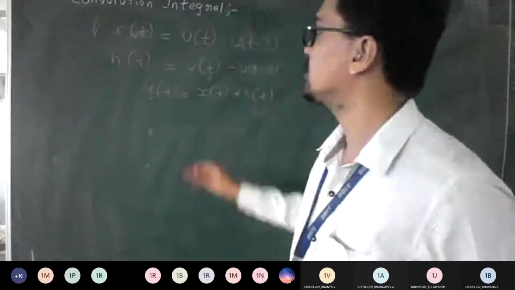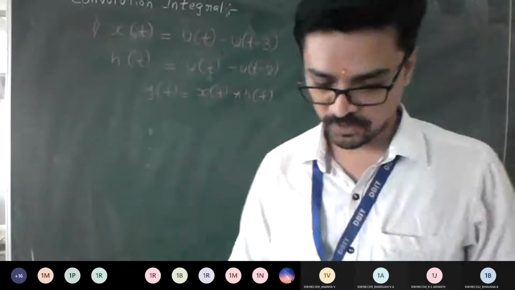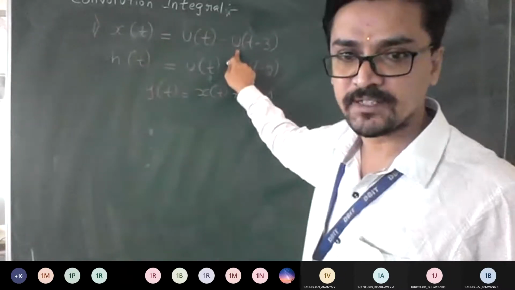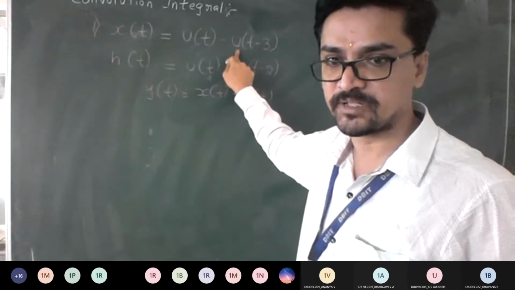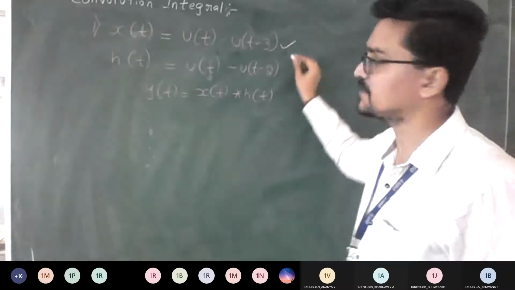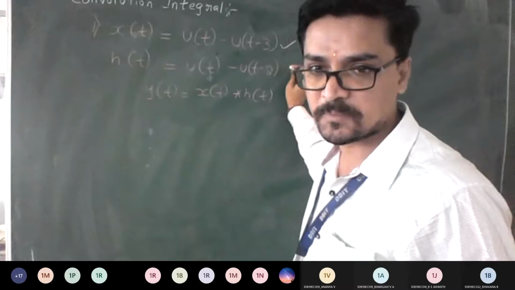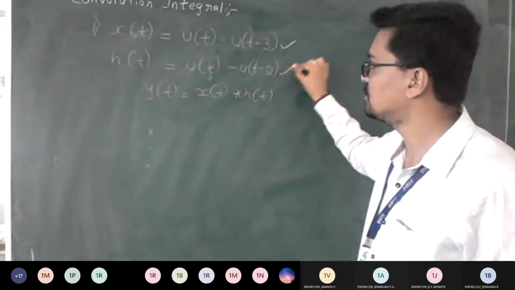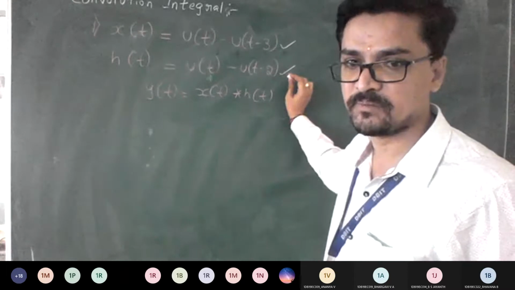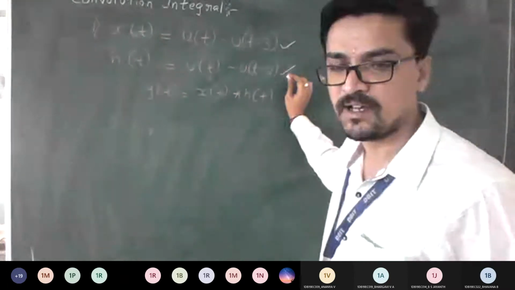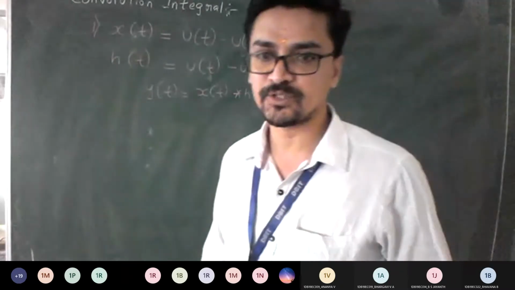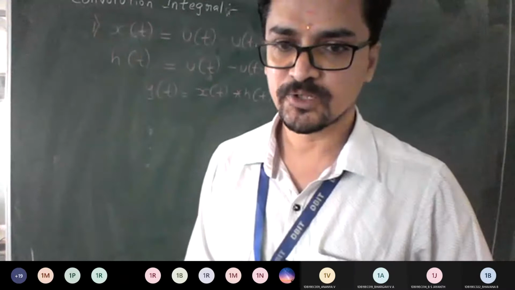So given x of t, it's visible on the board. Given x of t is equal to, with respect to elementary signal, the unit step function is mentioned here. So u of t minus 3 is my input x of t, and the response h of t is given with respect to u of t minus 2. You're supposed to calculate the convolution between the input signal x of t and the response h of t. That is what they ask, and they ask you to sketch also. So along with the sketch, you're supposed to solve.